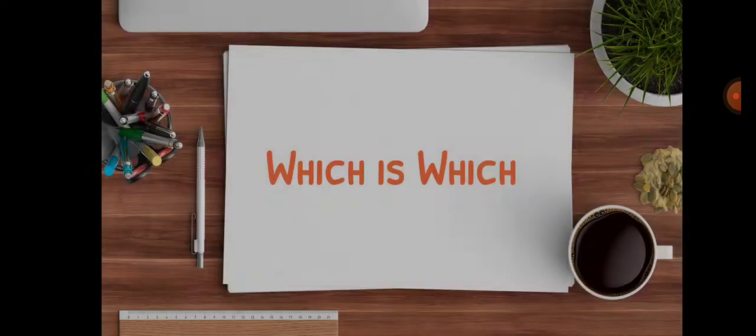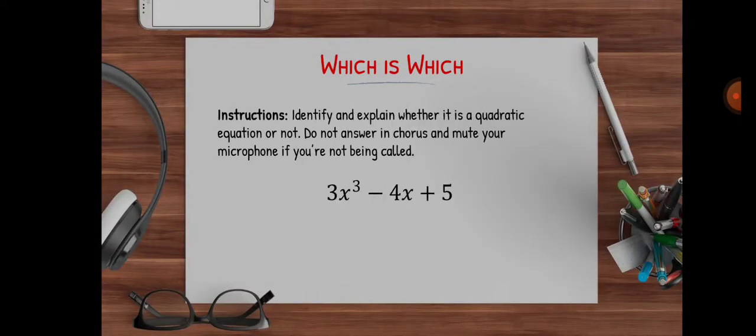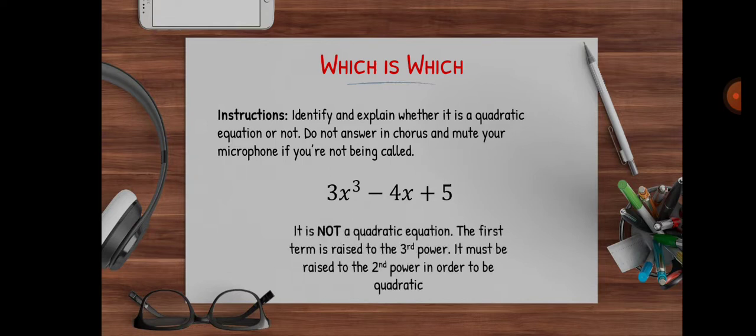This is supposed to be an activity, but I'm going to discuss it instead. So here are the general instructions: identify and explain whether it is a quadratic equation or not. In the first problem, 3x cubed minus 4x plus 5, do you think this is a quadratic equation? Let us see. It is not a quadratic equation.